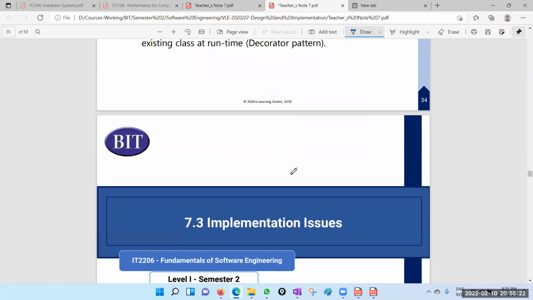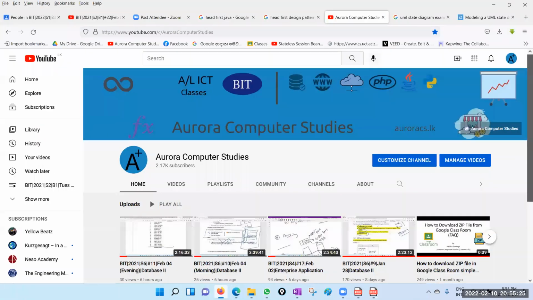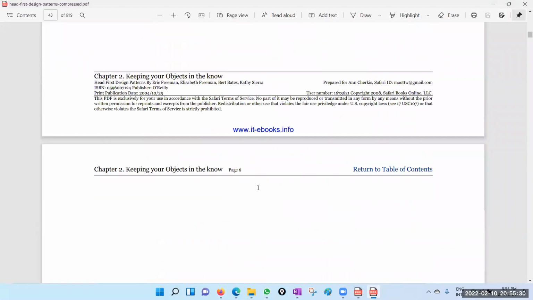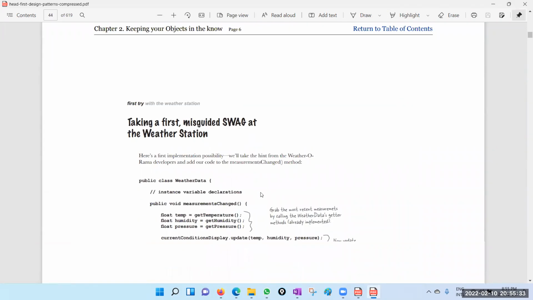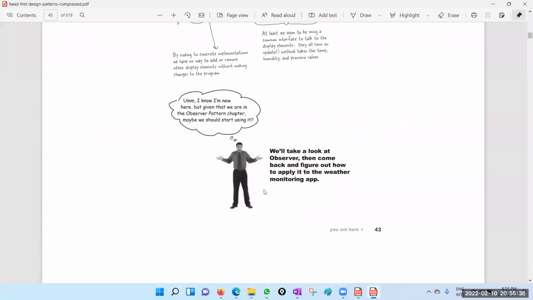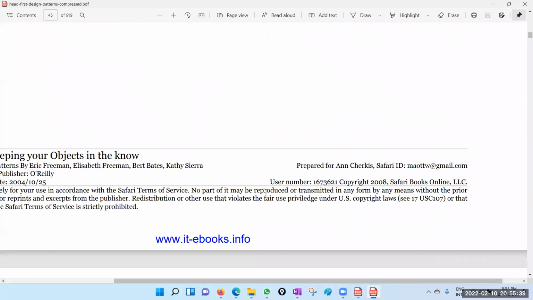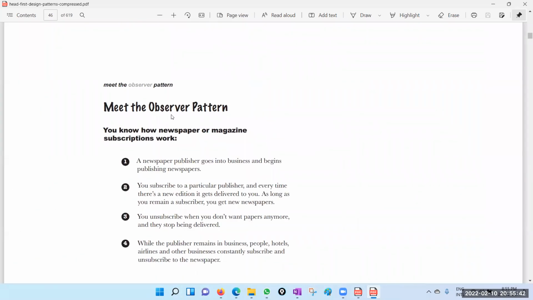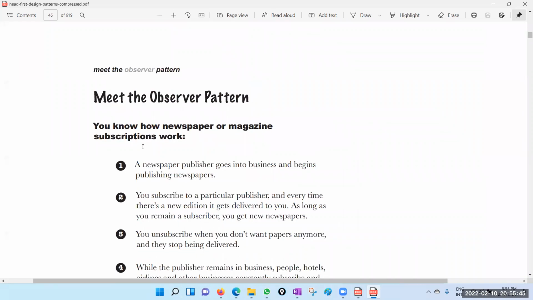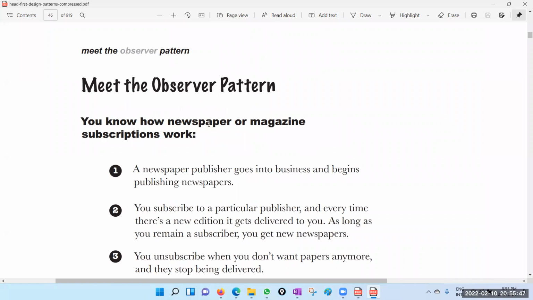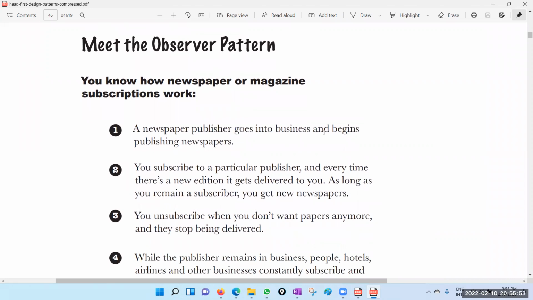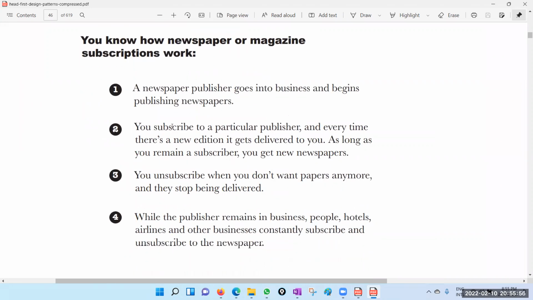If you want to see it in a much more serious manner, I highly recommend you go through the Head First Design Patterns book. These are not at all boring books. They are very interesting, extremely interesting books. It's something like reading a novel. You can see the observer pattern here. Meet the observer pattern. You know how newspaper or magazine subscriptions work. A newspaper publisher goes into business and begins publishing newspapers. You subscribe to a particular publisher, and every time there's a new edition, it gets delivered to you.